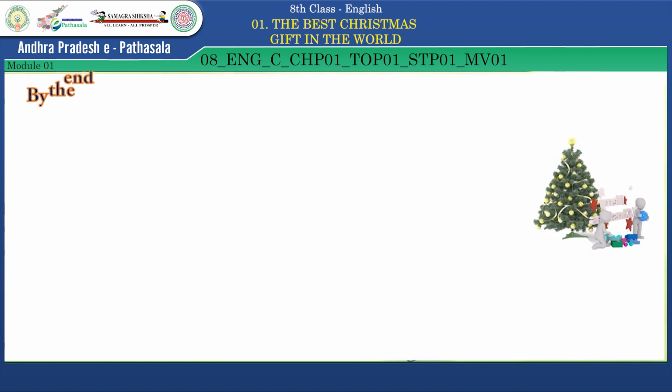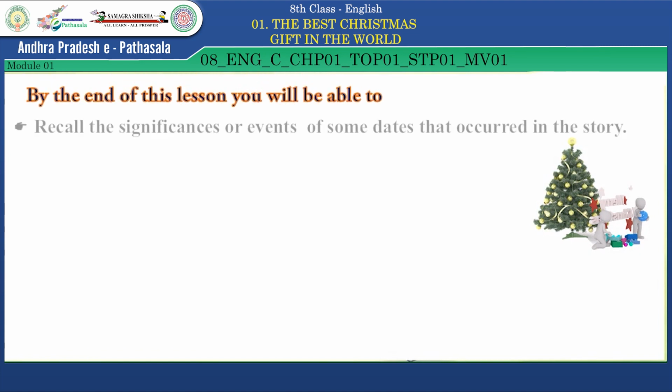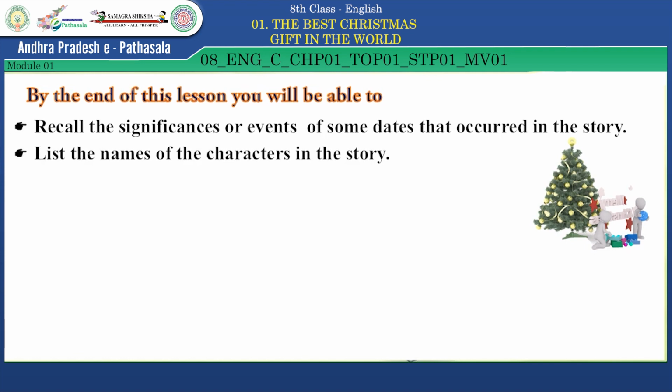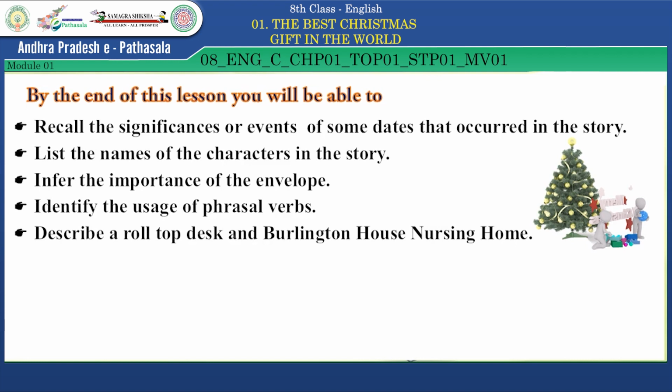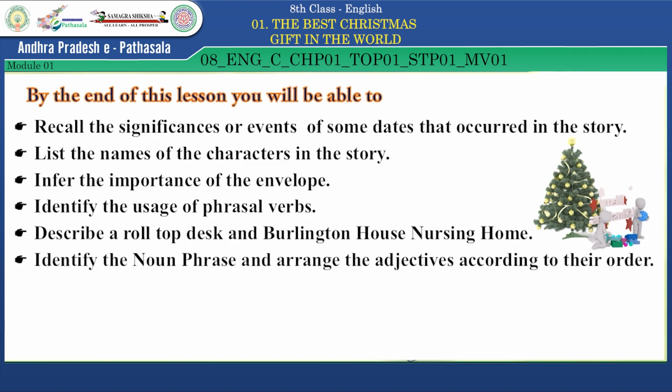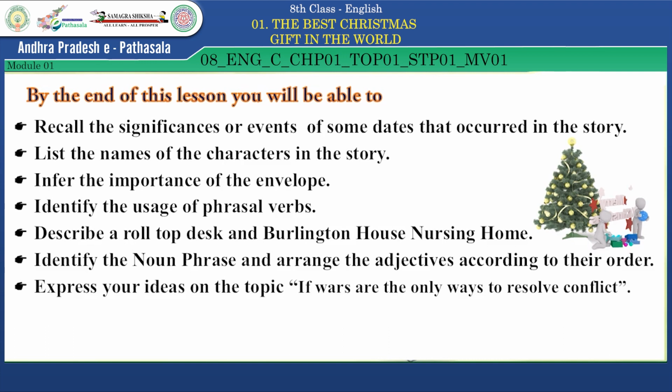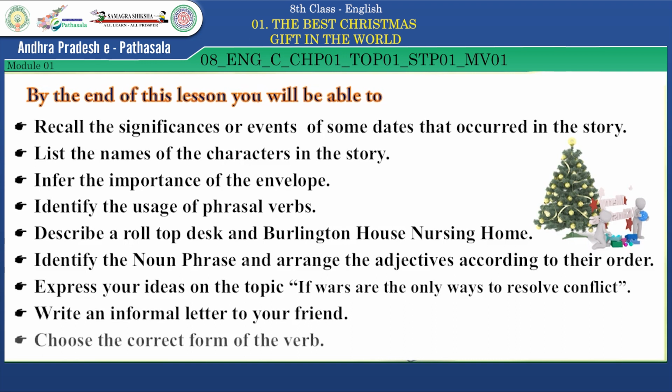Learning outcomes. By the end of this lesson, you will be able to recall the significance of events of some dates that occurred in the story, list the names of the characters in the story, infer the importance of the envelope, identify the uses of phrasal verbs, describe a roll-top desk and Burlington House nursing home, identify the noun phrase and arrange the adjectives according to their order, express your ideas on the topic if wars are the only way to resolve conflict, write an informal letter to your friend, and choose the correct form of the verb.